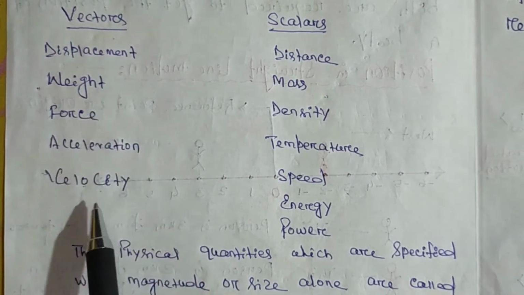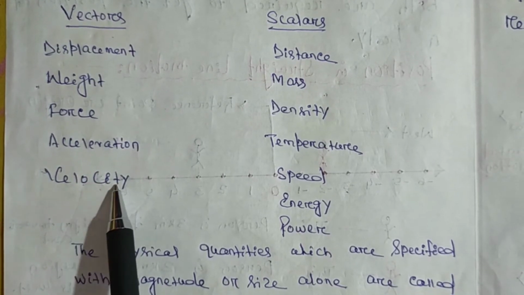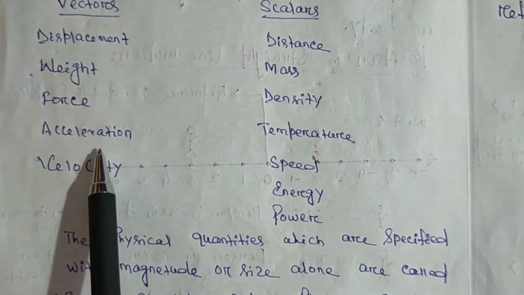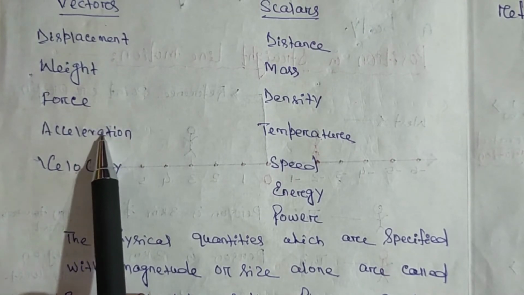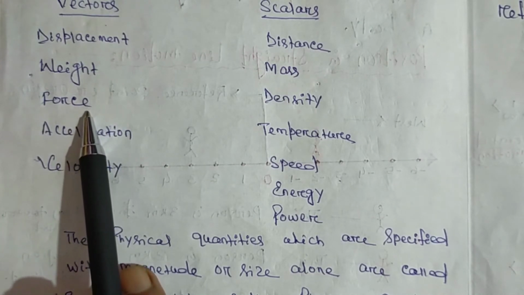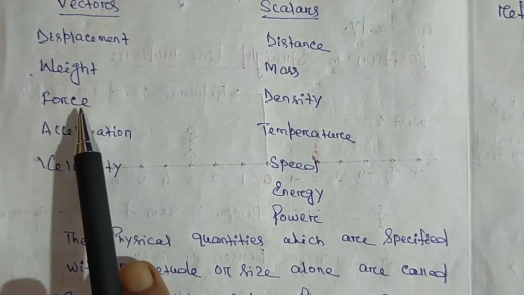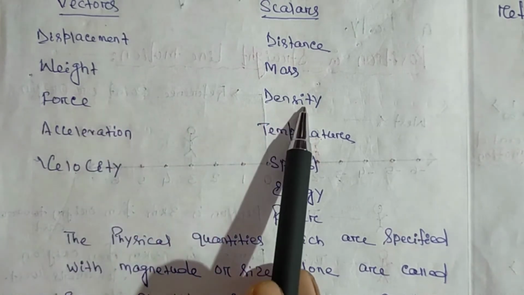From displacement, velocity is derived. Displacement by time is velocity. So velocity is also a vector quantity. From velocity, acceleration is derived. Rate of change of velocity is known as acceleration. So acceleration is also a vector quantity. What is force? Force is equal to mass into acceleration, m into a. Since acceleration is a vector quantity, force is also a vector quantity. So these are the vector quantities and these are the scalar quantities.